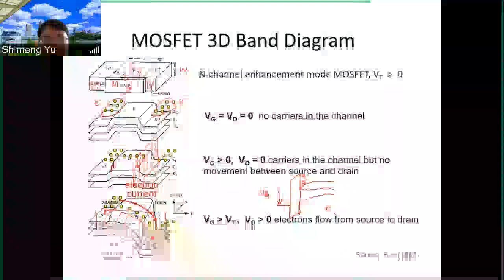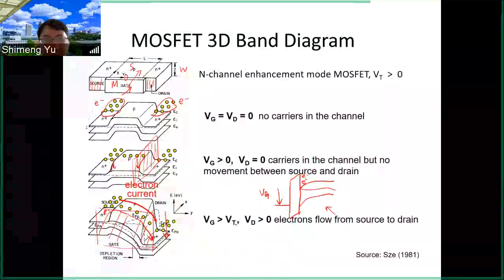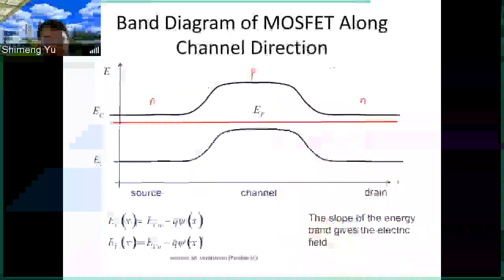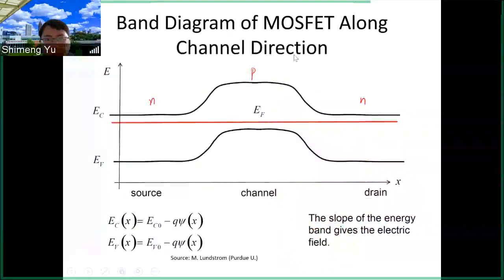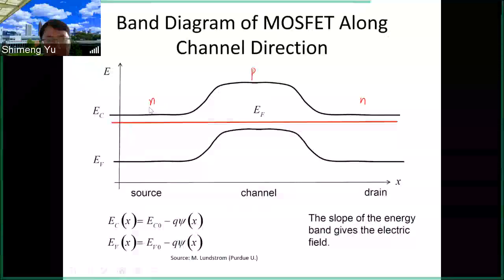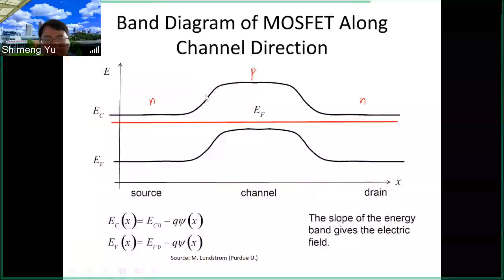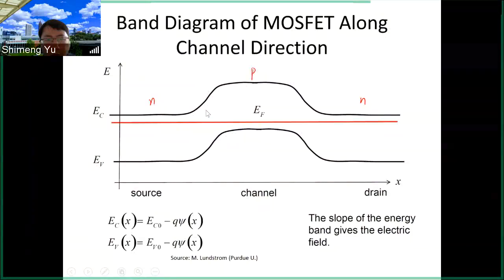And then we talk about the MOSFET operation from the band diagram's point of view. So what is important is the band diagram along the channel direction, that is from the source to the drain. And you know this is NPN, so you have two PN junctions back to back. And then we have this potential barrier between the N and P. So this barrier, especially between the source and channel, is important because that will determine the electron flow.